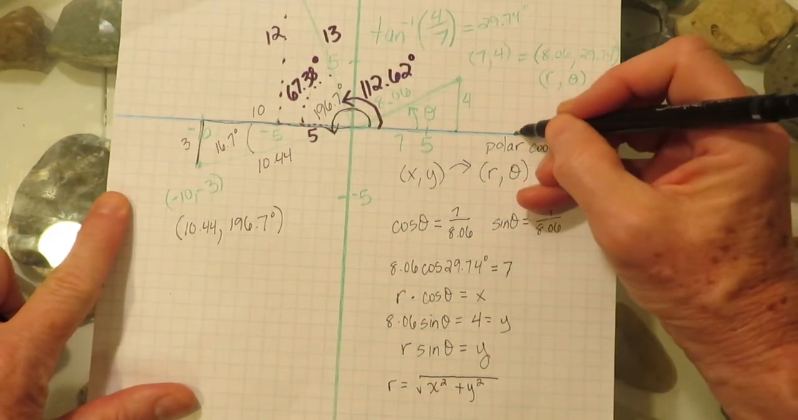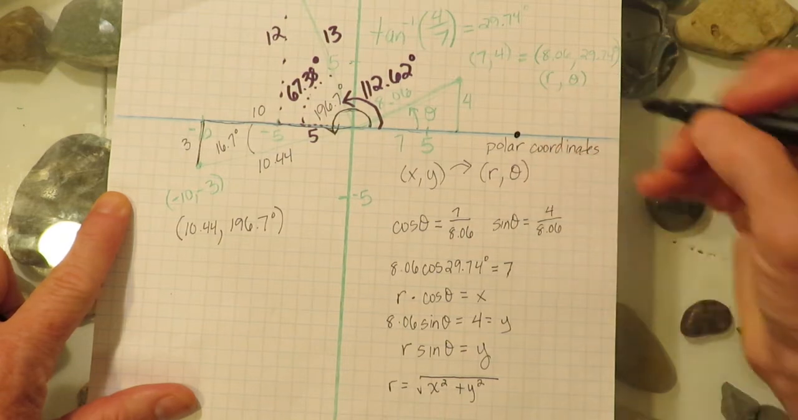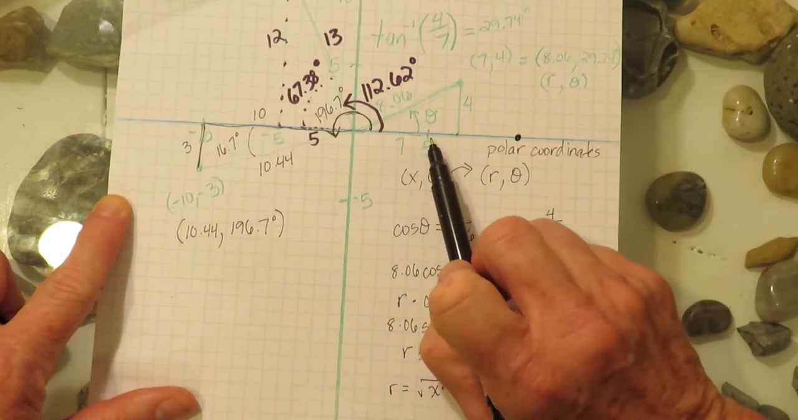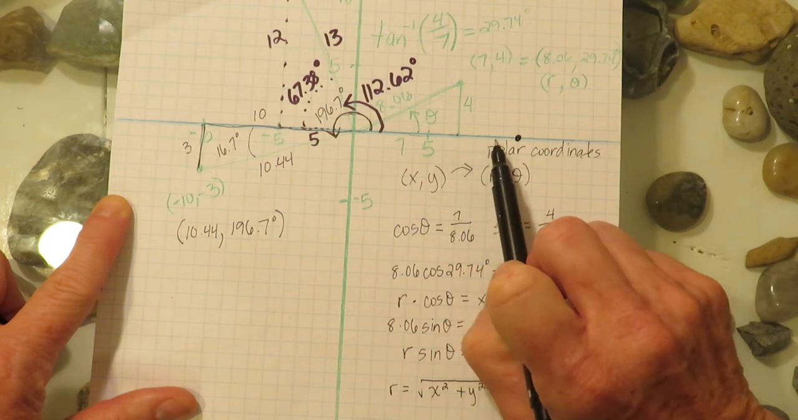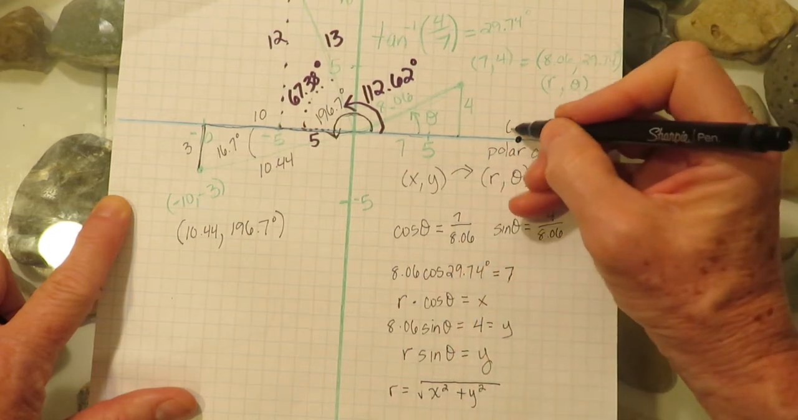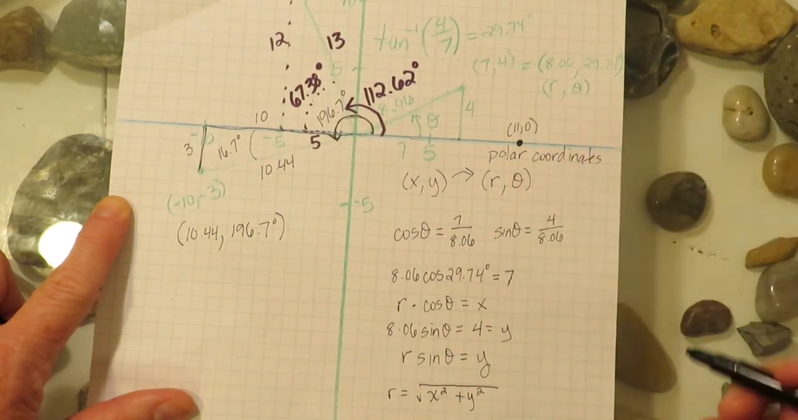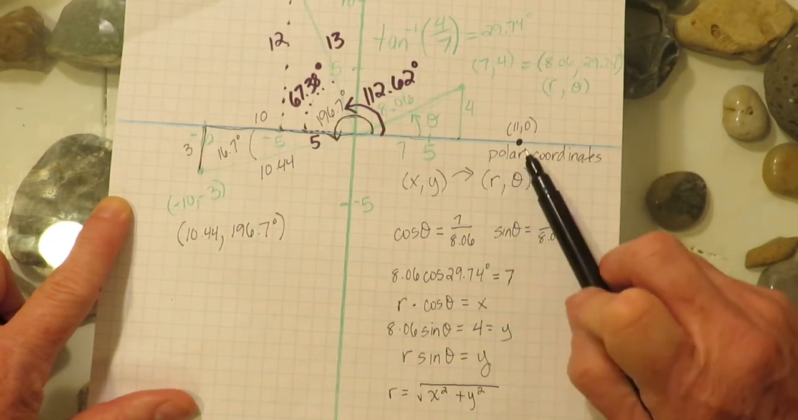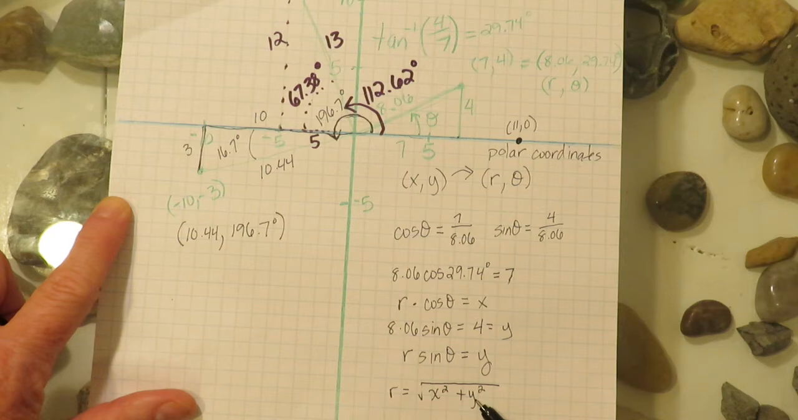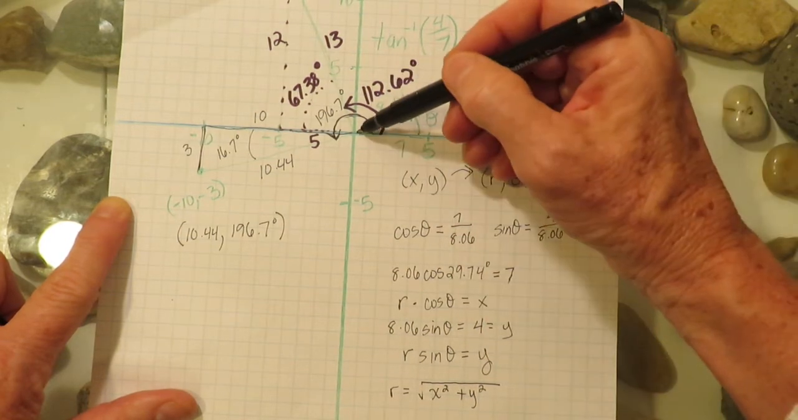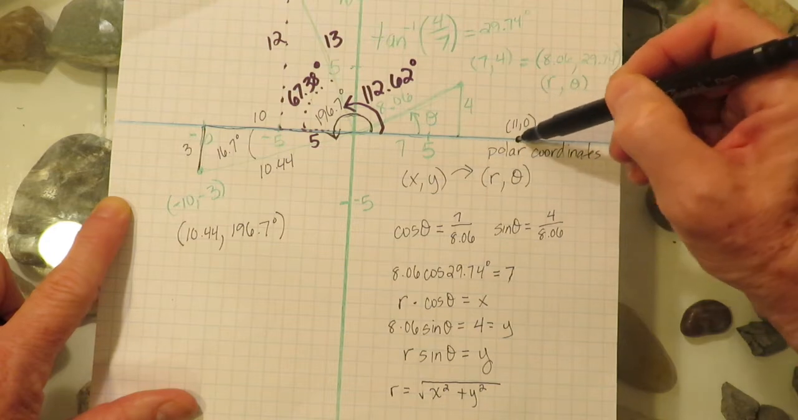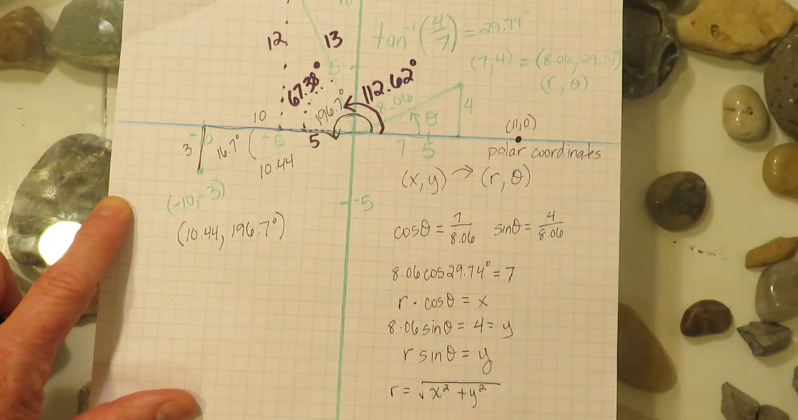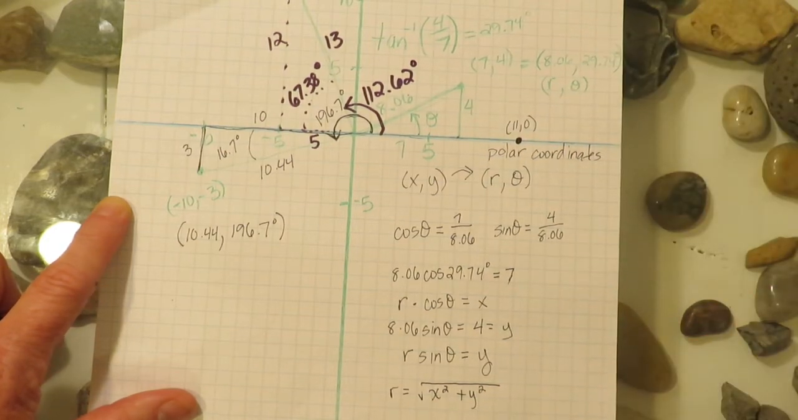Like, for example, if I pick this point right here on the x-axis, which is 5, 6, 7, 8, 9, 10, 11, so it's the point 11, 0. If I put 11 in for x and I put 0 in for y, it's still true that the radius is 11. I mean, that's what the radius is in that case. The radius is 11. And if you follow your formula here, it is still going to work.